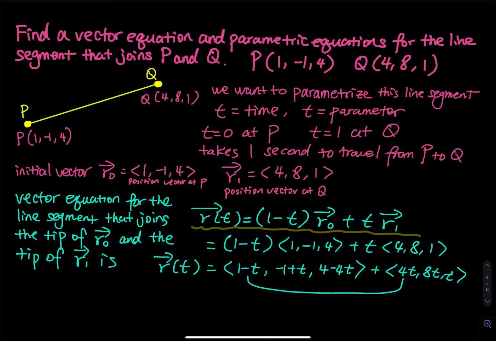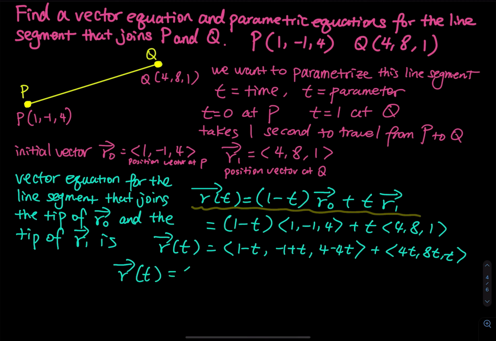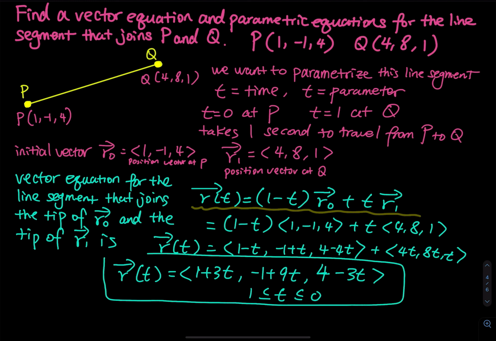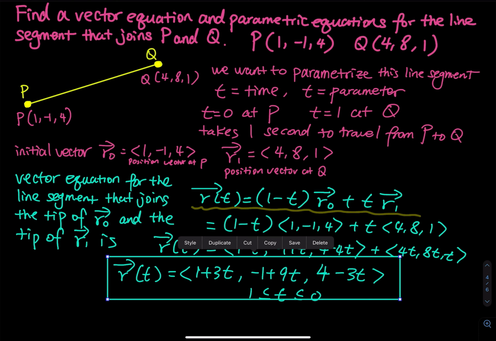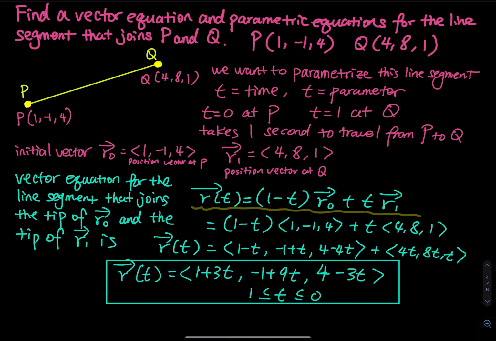So overall, the vector r of t is equal to 1 minus t plus 4t, which is 1 plus 3t. Also here, negative 1 plus 8t... negative 1 plus 9t. And then 4 minus 4t plus t is 4 minus 3t. This is our vector function, where t is between 0 and 1. Let's box that because this is our answer. So this is our vector function.